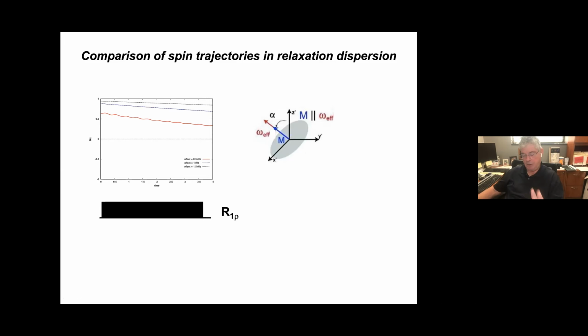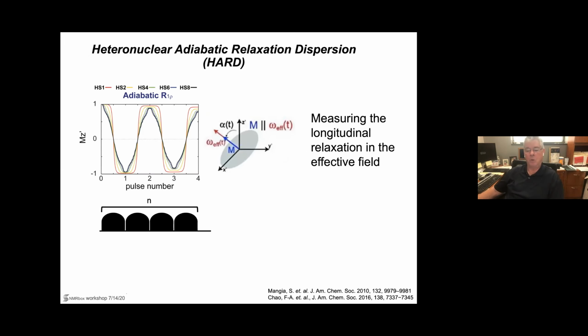But I've already told you what the difficulties are. The idea originated from Veglia's lab, that Frank was a co-author of, and then work that we started publishing in 2016 is to use something called heteronuclear adiabatic relaxation dispersion, or the HARD experiment. We're going to measure effectively this rotating frame R1 rho and R2 rho, but instead of either clean pi pulses or CW, we're going to use a series of adiabatic pulses here that we're going to repeat.